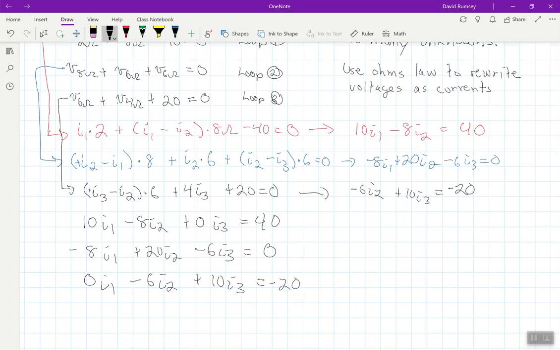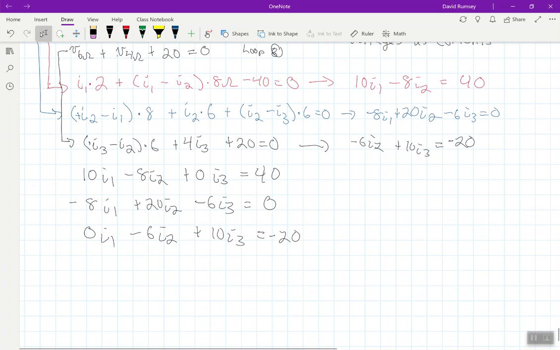Now, technically, it's still possible to solve this system of equations by hand. I would definitely go to my calculator to solve it. And if you use your calculator to solve this, you wind up with getting I1 is equal to 5.6 amps, I2 is equal to 2 amps, and I3 is equal to negative 0.8 amps.